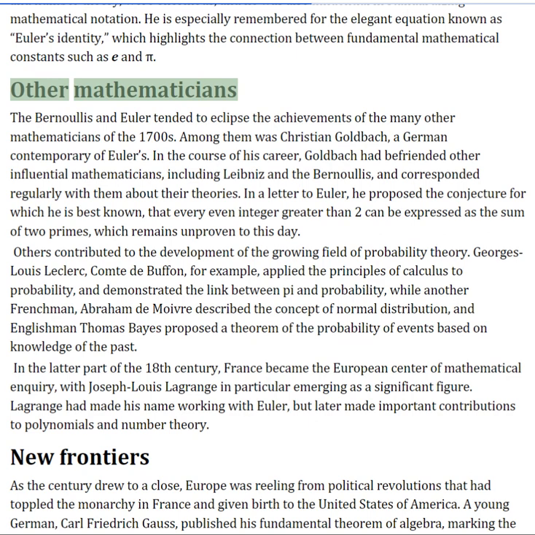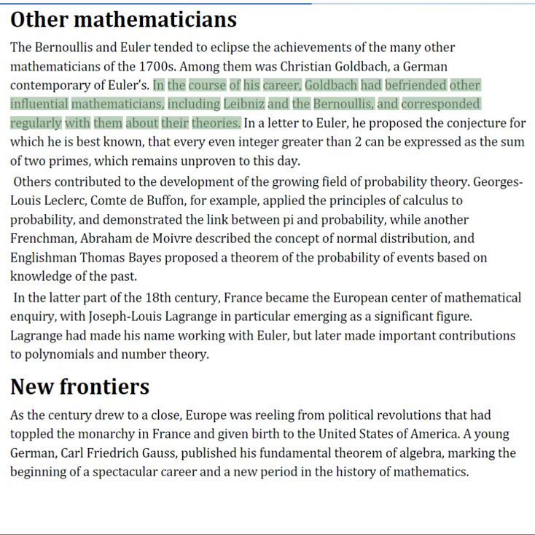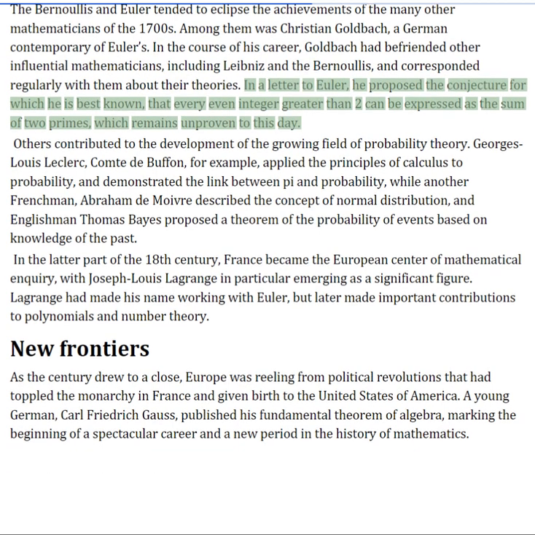Other mathematicians. The Bernoullis and Euler tended to eclipse the achievements of the many other mathematicians of the 1700s. Among them was Christian Goldbach, a German contemporary of Euler's. In the course of his career, Goldbach had befriended other influential mathematicians, including Leibniz and the Bernoullis, and corresponded regularly with them about their theories. In a letter to Euler, he proposed the conjecture for which he is best known, that every even integer greater than 2 can be expressed as the sum of 2 primes, which remains unproven to this day.